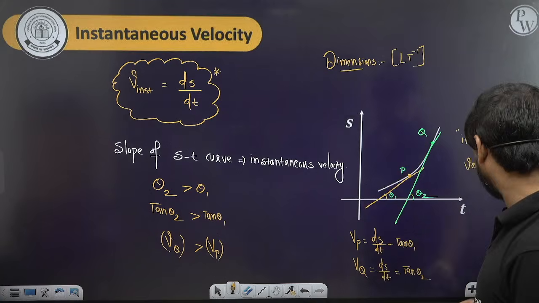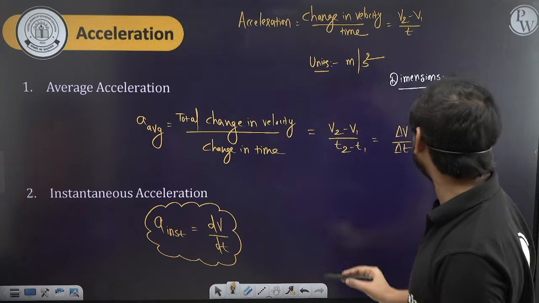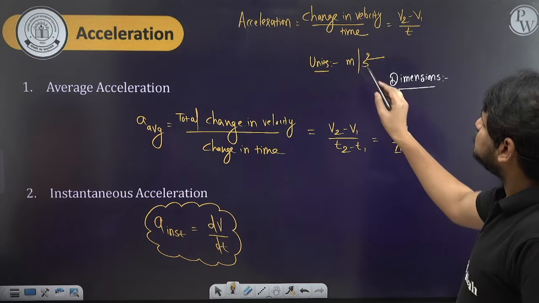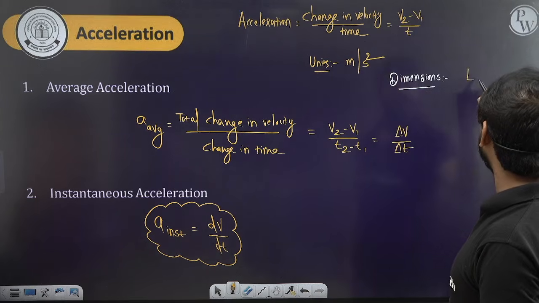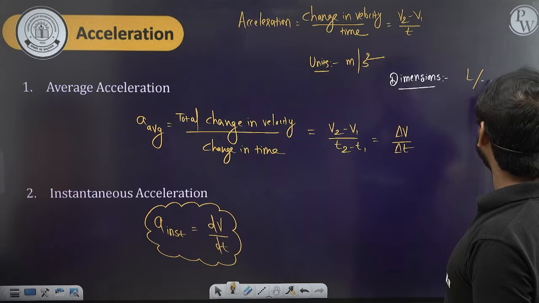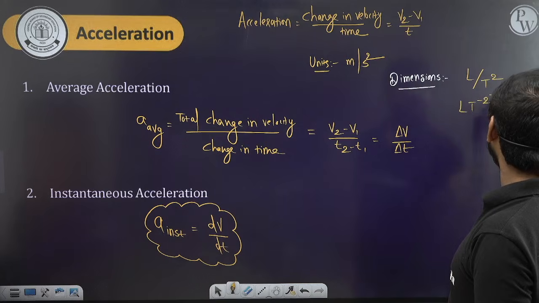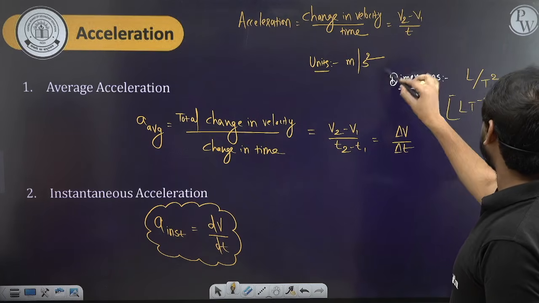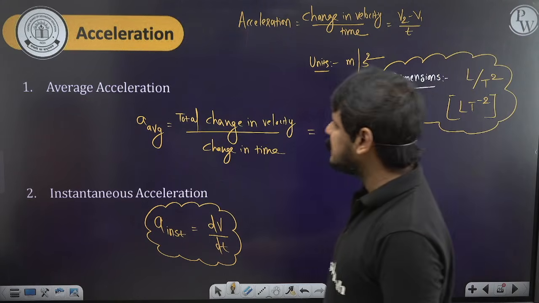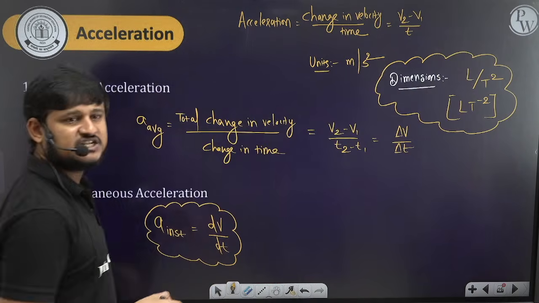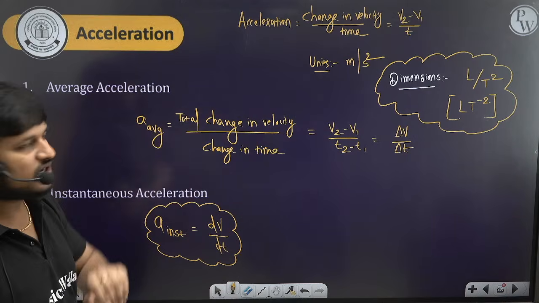Understood? Next, let's come to the acceleration part. The acceleration dimension: the length L in meters, divided by second squared, which is t squared. So L t to the power minus 2 is the correct one. Clear? That covers average acceleration, instantaneous acceleration, and their formulas.